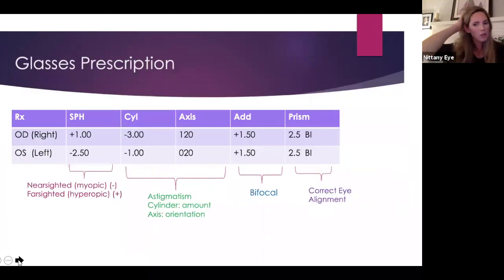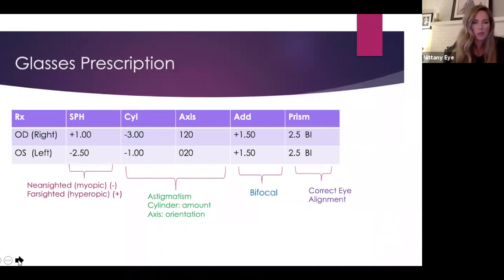And then, let's go through the glasses prescriptions here. So here we have an example of a glasses prescription. Typically you have the right eye and the left eye on here, OD and OS. And then the next column over is your sphere. That tells us whether you are nearsighted or farsighted. So myopic people who are nearsighted have a minus in front of their prescription. And then farsighted people who are hyperopic have a plus. And the higher the number, the more nearsighted or farsighted you are, so the stronger the lens you need.